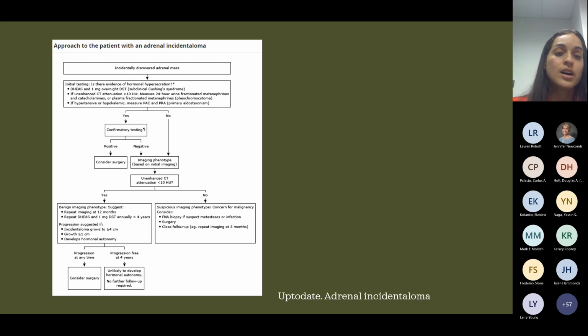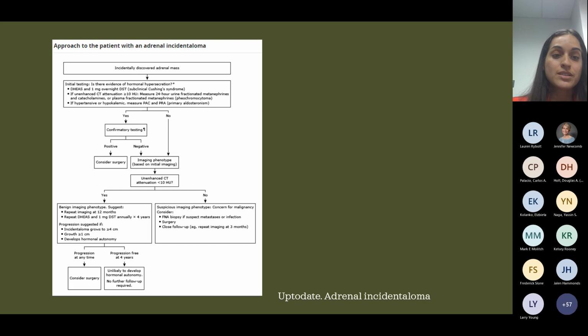If we have an adrenal mass with Hounsfield units of more than 10, we are going to do a workup for pheochromocytoma. If we have a patient with an adrenal incidentaloma with high blood pressure and low potassium, then we are going to check for primary hyperaldosteronism. And then if these tests are positive, we are going to do confirmatory tests. If the confirmatory test is positive, we are going to consider surgery.